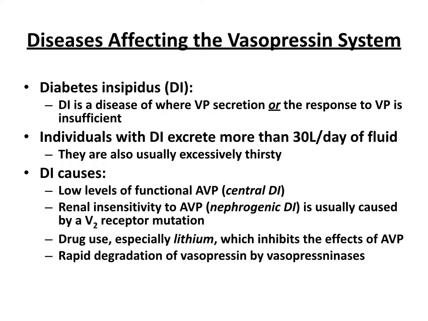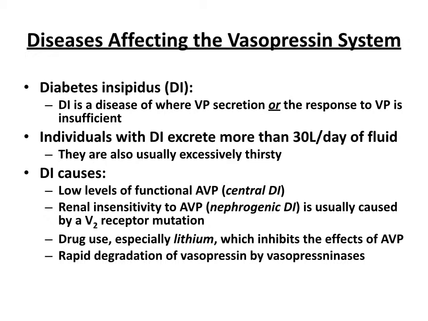And they also need to urinate a lot. And by a lot, I forgot the exact numbers, but it's a lot, right? Okay, well, here's the exact number: 30 liters a day, so that's a lot. And again, they're usually excessively thirsty.